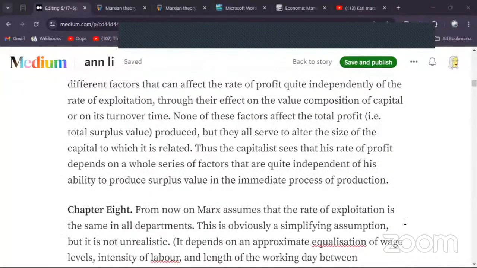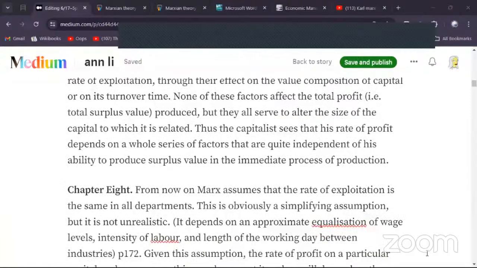Thus, the capitalist sees that his rate of profit depends on a whole series of factors that are quite independent of his ability to produce surplus value in the immediate process of production. If you're talking about statistical or math stuff, variables are not all identical. They have different elements that weight them, that is, different emphases. Some are more intermediate than others, and some are more or less causal than others. So if you're trying to run a business, not all variables are identical, and they don't have the same kind of power or effect.